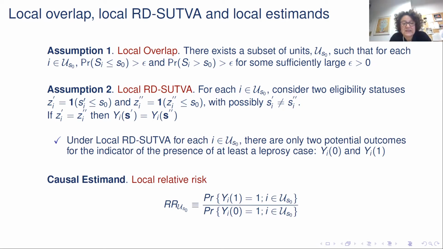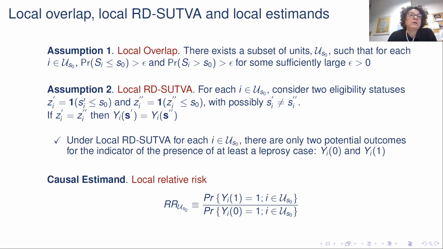We also state the SUTVA, the stable unit treatment value assumption, also locally. Namely, we assume that there is no interference, so the value of eligibility of other families is not affecting the potential outcomes of any other family. And also that for the subpopulation of units that is defined in the first assumption, we index their potential outcomes only with the eligibility status.